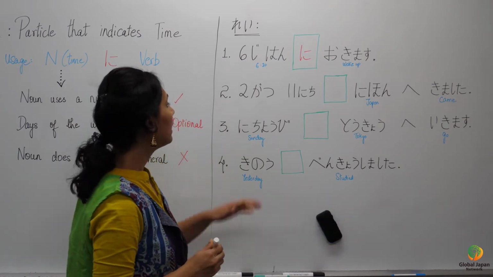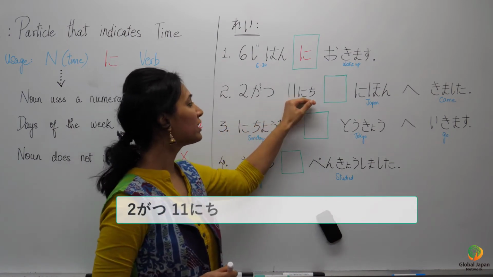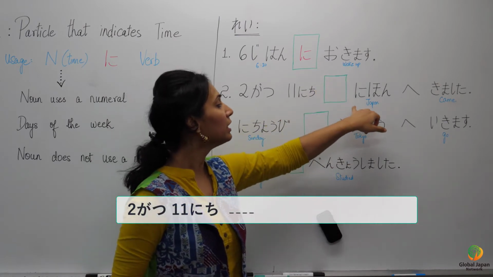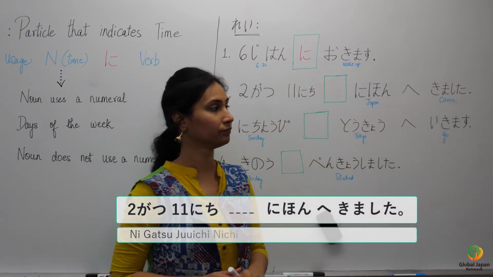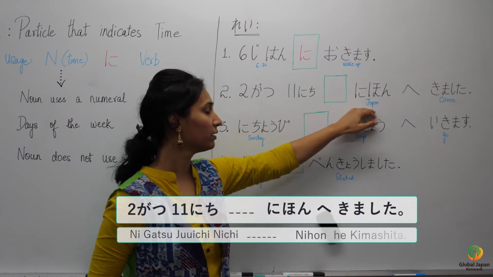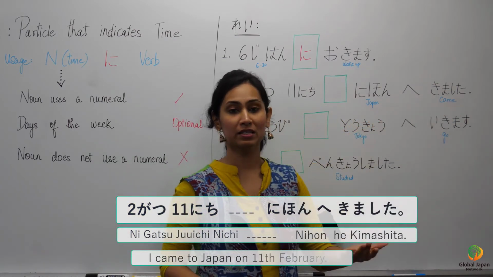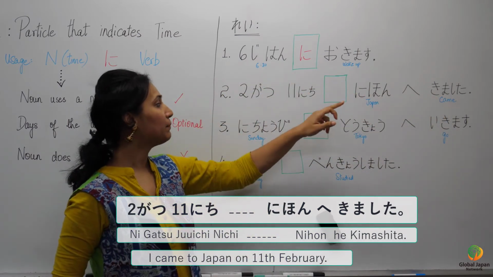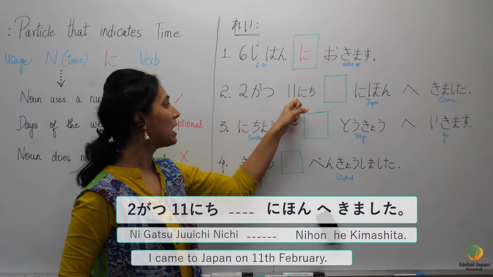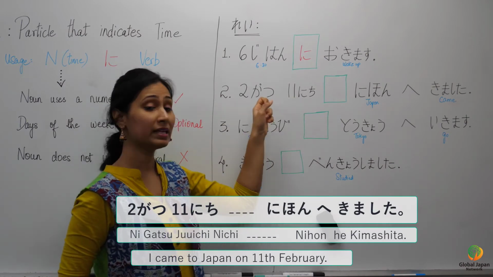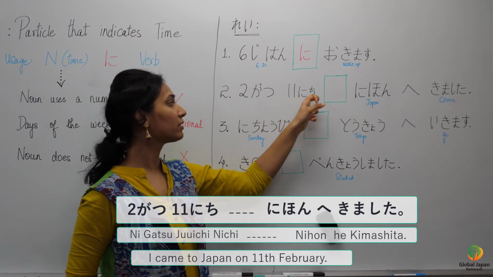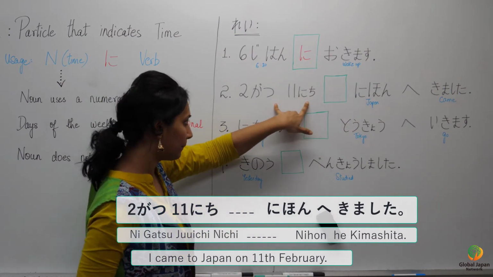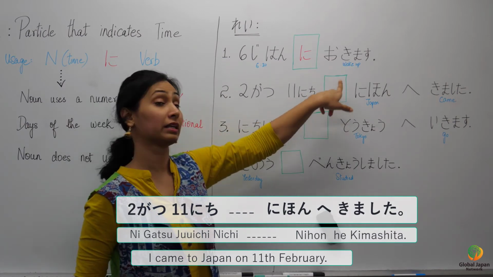2番 2月11日 Should it be followed by the particle ni or not is the question. Nihon e kimashita. Nihon means Japan. Kimashita is the past tense of come, so the word is came. I came to Japan on 11th of February. Nigatsu means February and 11th day. That's what it means. So the question is, should this time be marked by the particle ni?